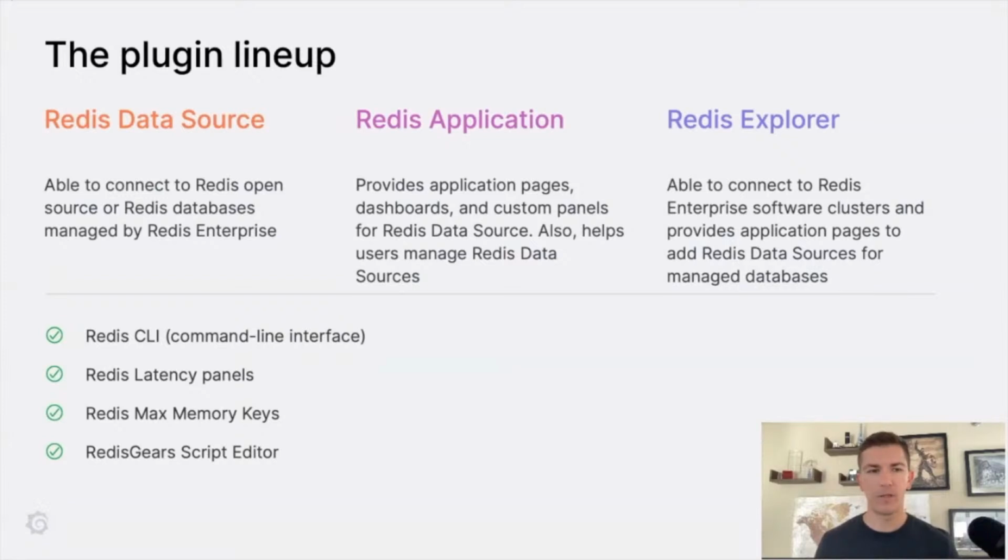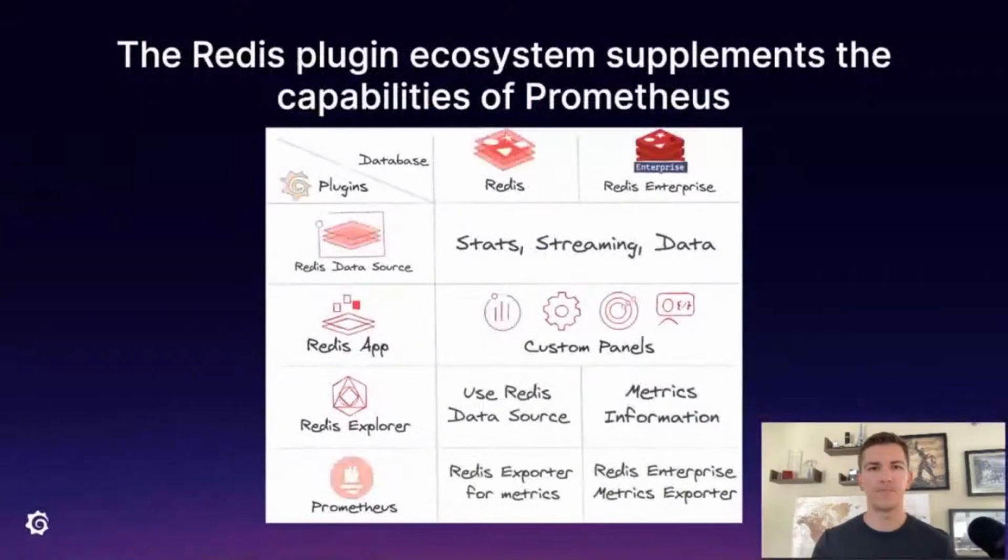There are 4 custom panels: Redis CLI, the command line interface, which helps you to interact with your database, the Redis latency panel, Redis max memory keys, and the Redis Gears script editor. And the last plugin is Redis Explorer, able to connect to Redis Enterprise software clusters. For that, it uses its own data source and provides application pages to add Redis data sources.